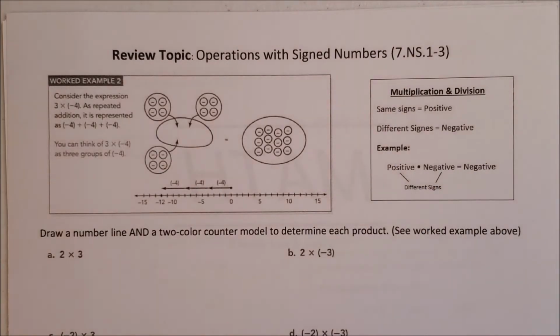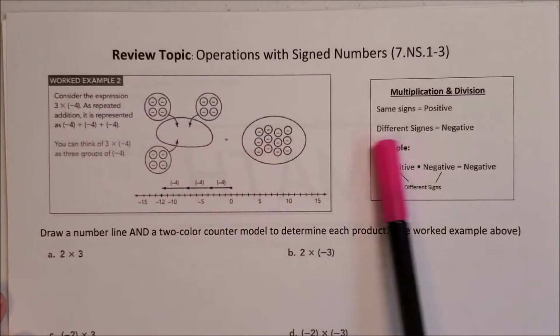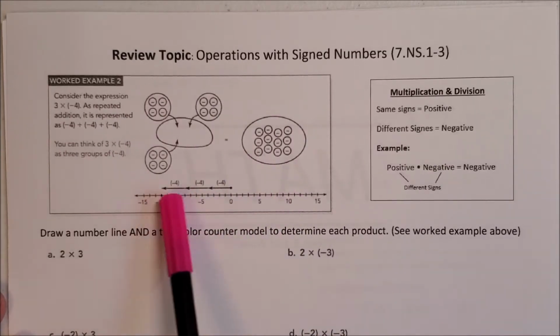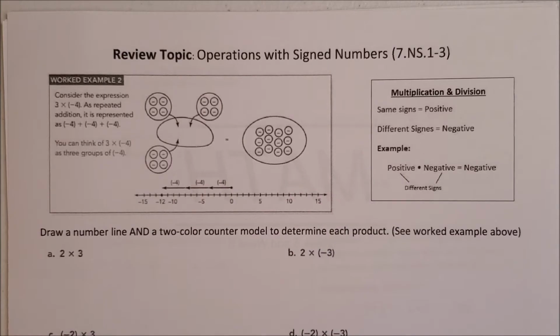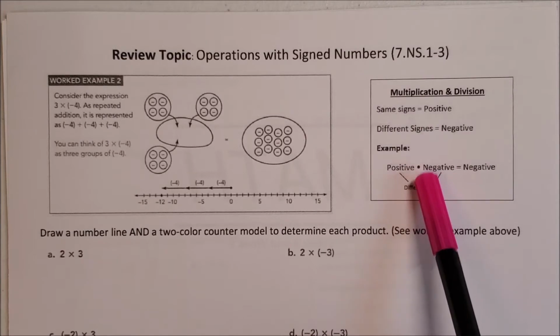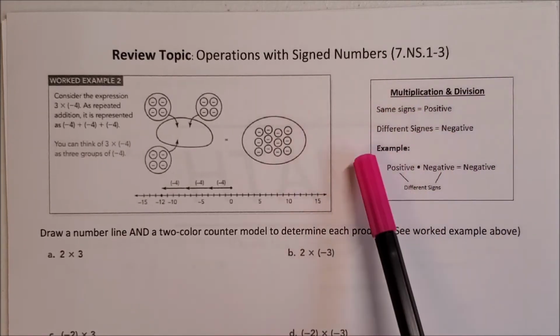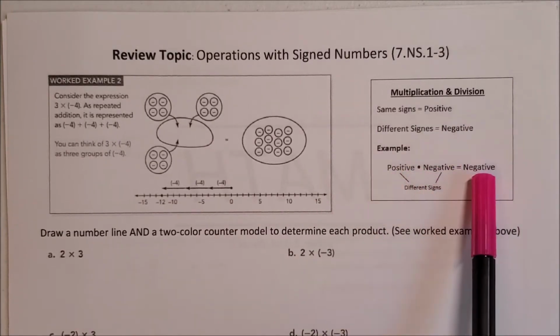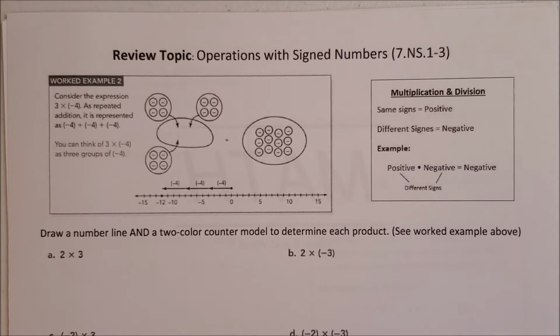On this first page, this is part 1, we are talking about multiplying and dividing integers. Up here they show you different ways to do it with counters and with number lines. I don't necessarily like that way because I feel like it's kind of confusing to many people. So the best way to do this is to really just follow the rules. When you have same signs, it's going to be positive, and when you have different signs, a positive and a negative, it's going to be negative. So just keep that in mind.